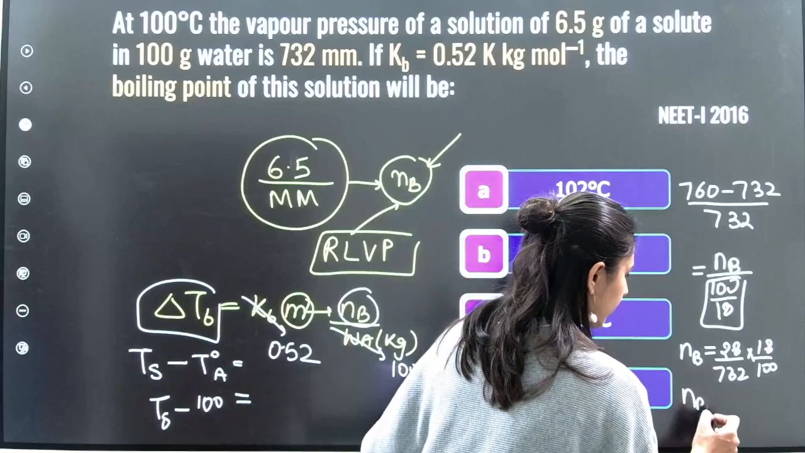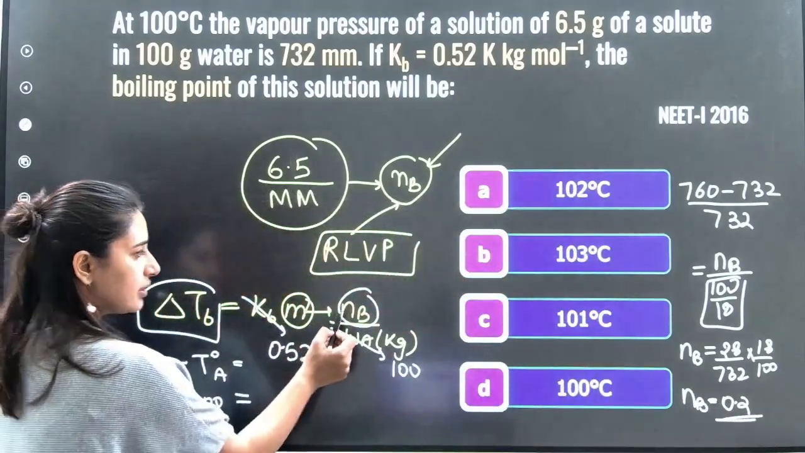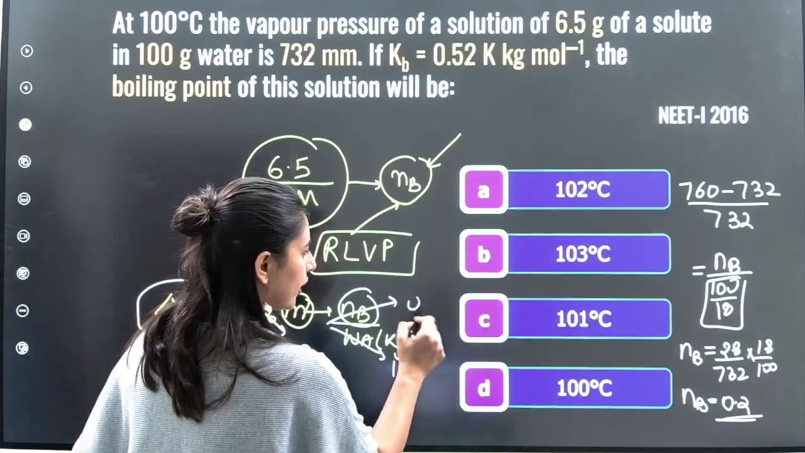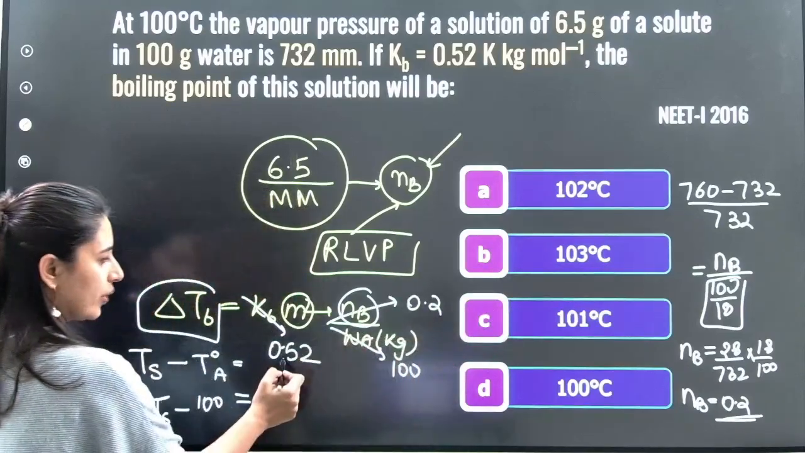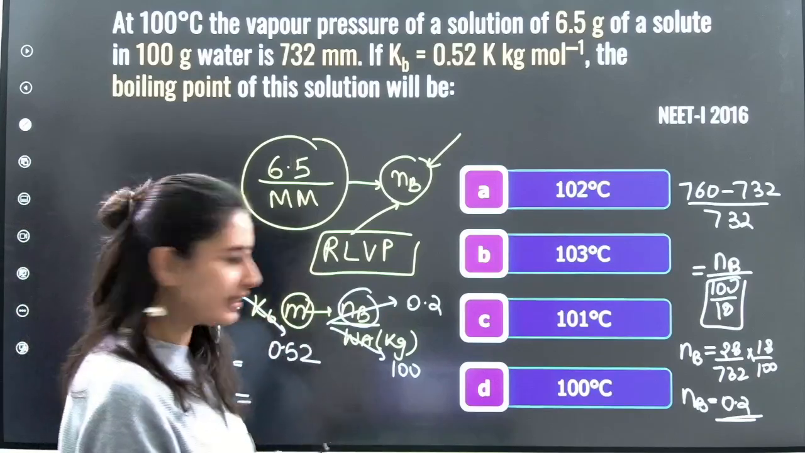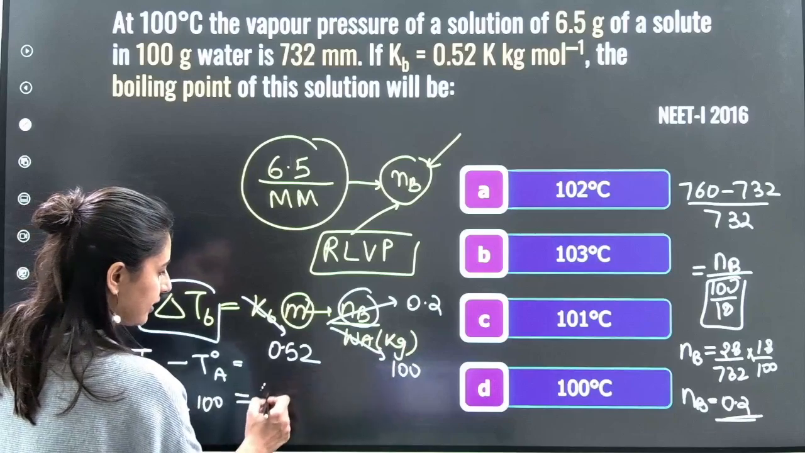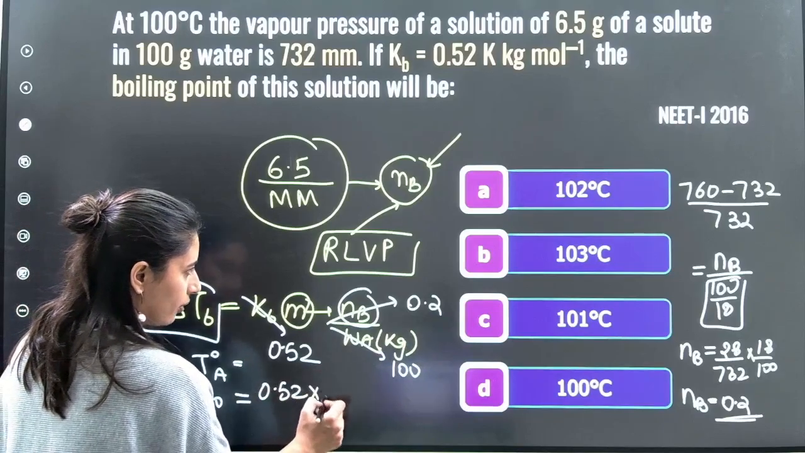0.212. Great. So NB is coming out to be approximately 0.2. From the relative lowering of vapor pressure, 0.2 into 0.5 basically is going to be 1 by 10, right? So this is just to be kept in mind. These calculations are pretty simple now.